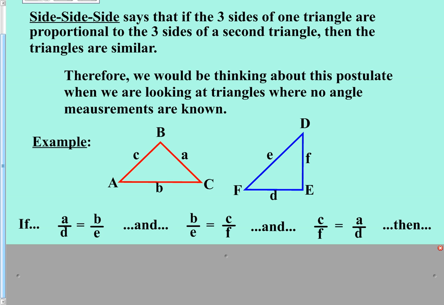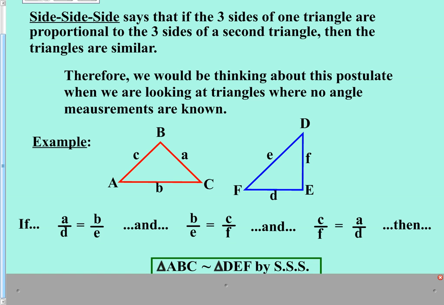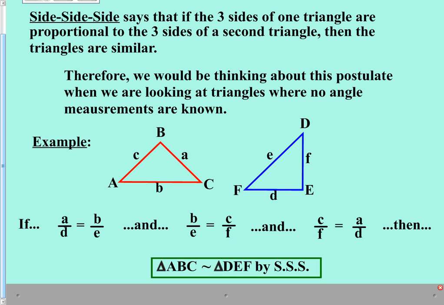And once you can prove that your three sets of proportions are true, then you can say, yes, I have two triangles that are similar. Triangle ABC is similar to triangle DEF, and this one would be by the side-side-side similarity theorem. And yes, you can abbreviate SSS for side-side-side.